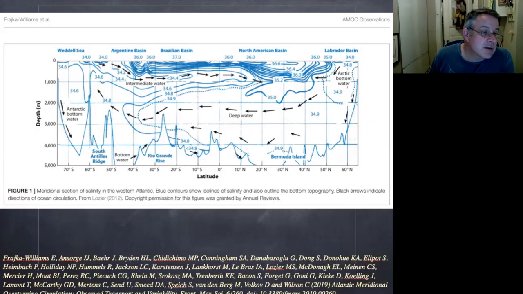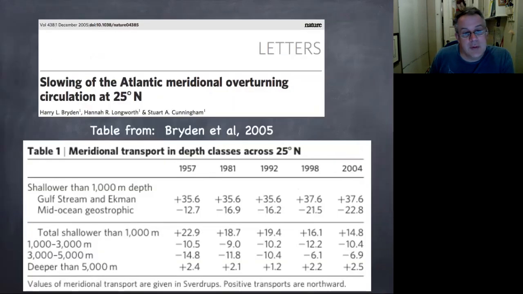Anyway, we'd already talked about this Bryden set of studies, where Bryden went out and measured the Gulf Stream and the overturning circulation of the Gulf Stream a few times, and then projected that it was getting weaker.